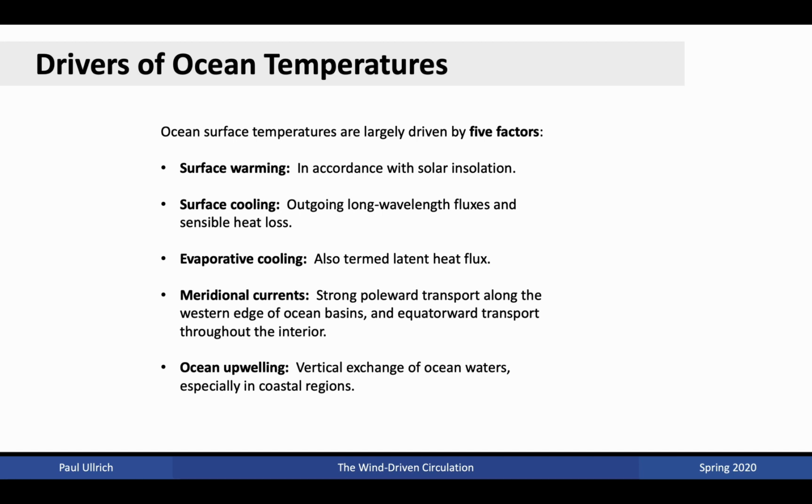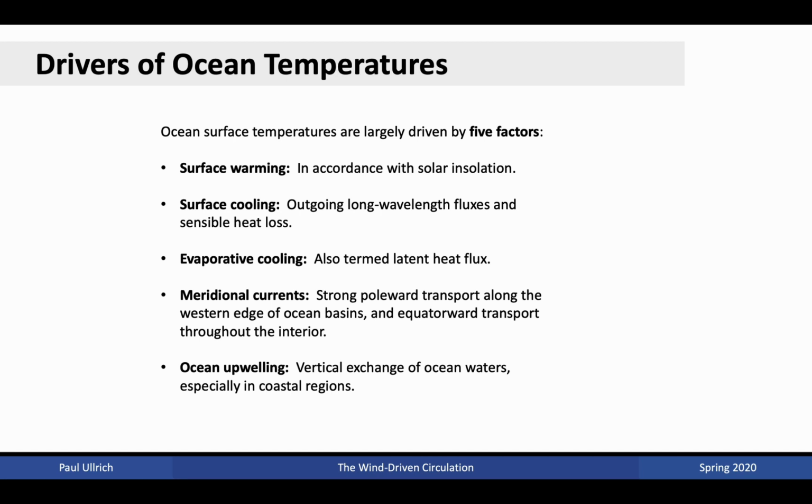The third primary driver of oceanic temperatures is evaporative cooling. This is essentially latent heat flux. That is, as ocean waters evaporate, we have a cooling of the liquid ocean. That is, the most energetic molecules within the ocean naturally leave the surface during the process of evaporation, leaving behind cooler oceanic water molecules. The fourth major driver is meridional currents.